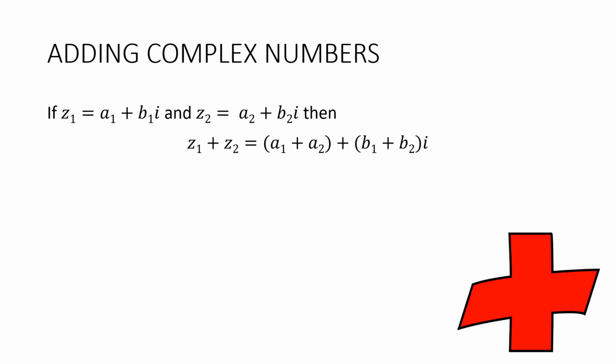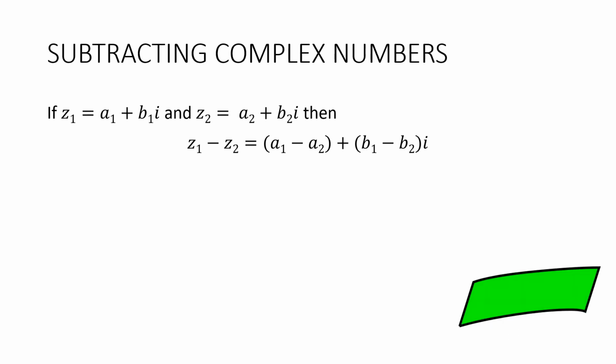So if we have z1 is equal to a1 plus b1i and z2 is equal to a2 plus b2i, then for the addition of those two complex numbers, we add the real parts and we add the imaginary parts. Here's an example. 3 minus i plus 2 plus 2i is going to be 5 plus i. And it's the same with subtraction. So if we've got 3 minus i take away, in brackets, 2 plus 2i, we're going to end up with 1 take away 3i.